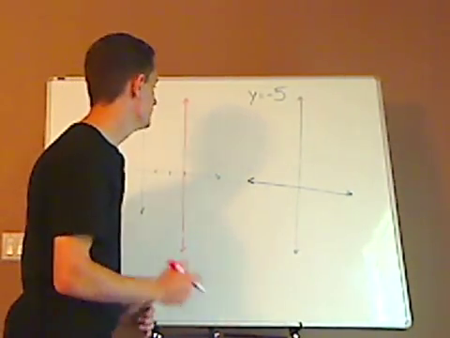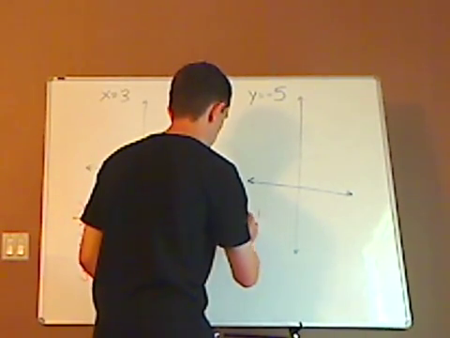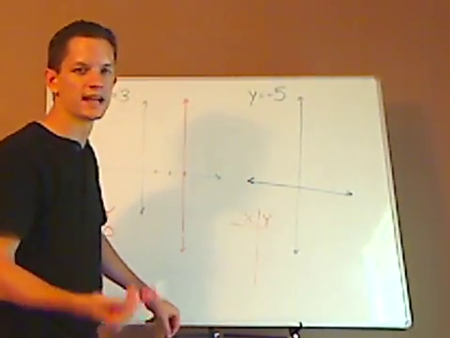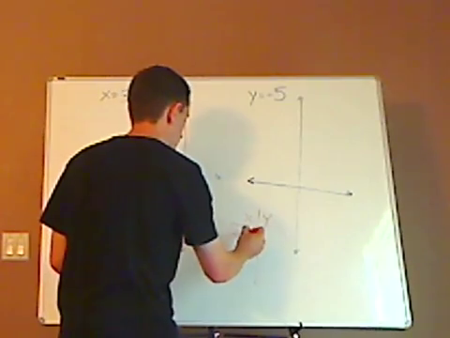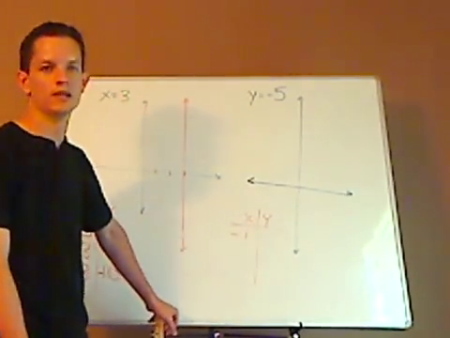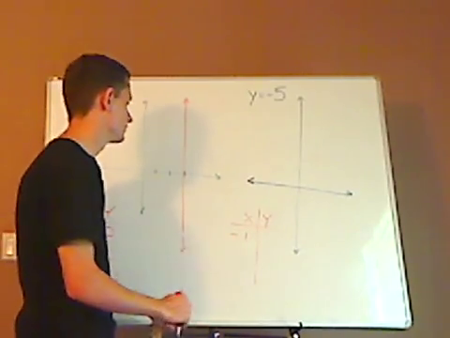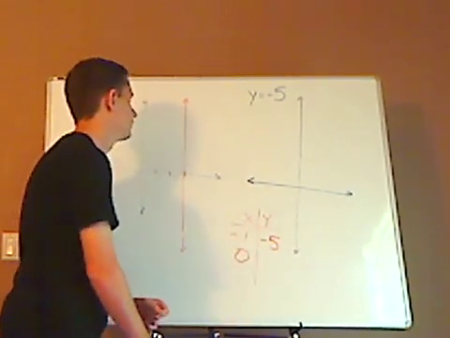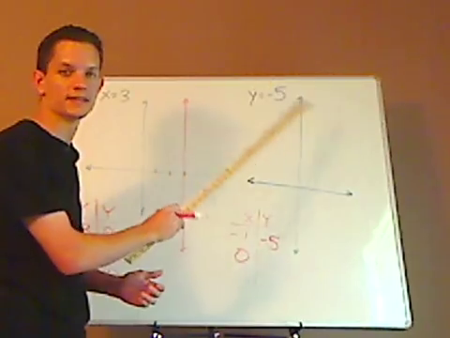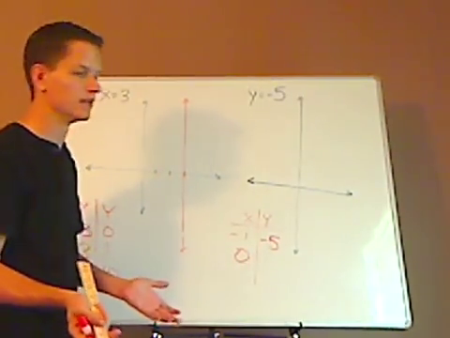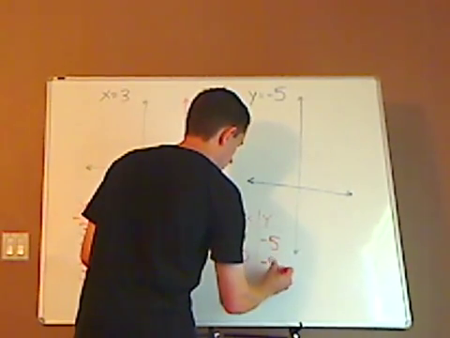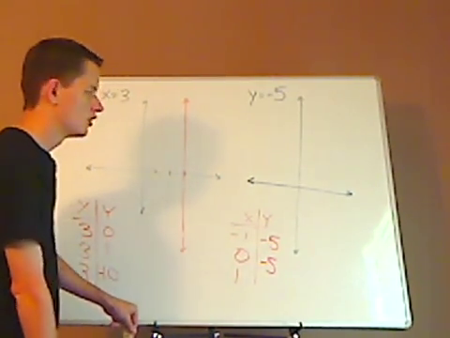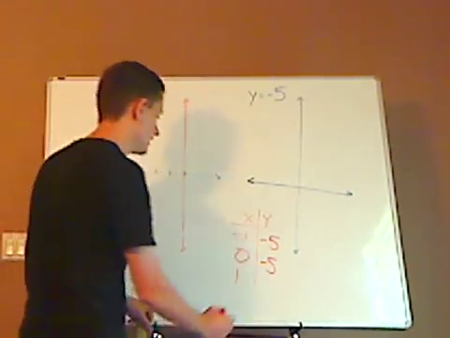Y equals -5. Let's do another table. X, y. Now this time I'm going to plug in x's. So if I plug in -1 for x, what's the y going to be equal to? Right, it's going to be equal to -5. If I plug in 0 for x, what does this tell me that my y has to be? Y has to be -5. If x is 1, what's y going to be equal to? -5.